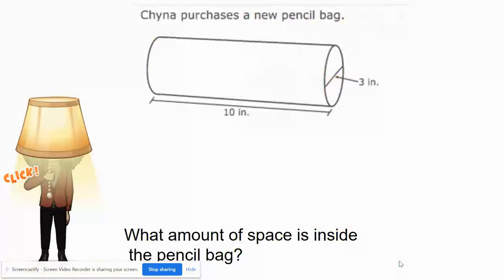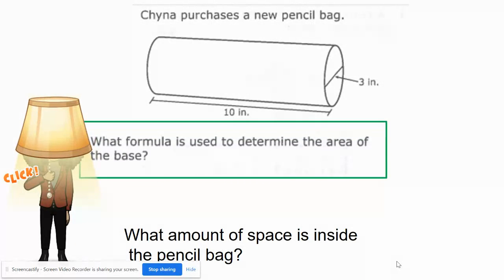Now let's look at this example. It says China purchases a new pencil bag. And here we see that it's in a cylindrical shape. We see the height is 10 inches. And we're given the diameter of 3 inches. And the question states, what amount of space is inside the pencil bag? Well, that is to calculate volume because volume tells me the amount of space in a three-dimensional figure.